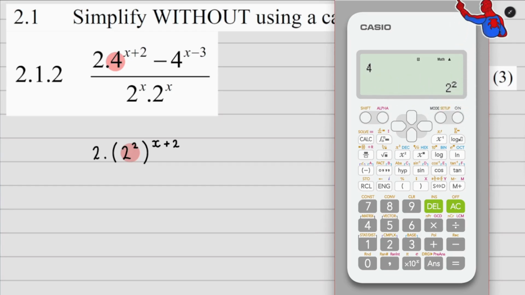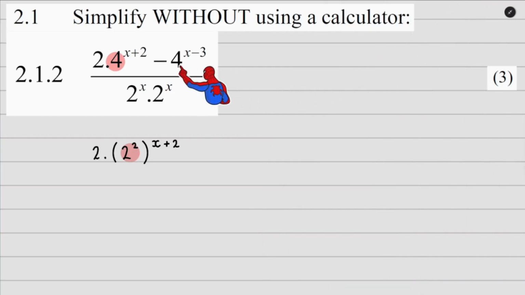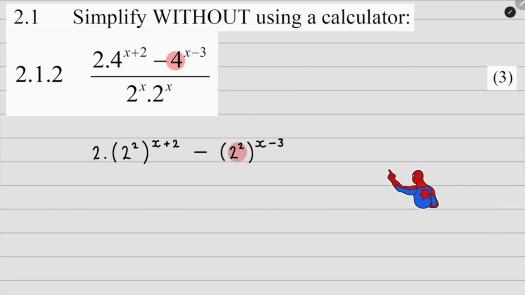Very useful tool. Okay, now I see another 4 over here that is going to get prime factorized as well. And just remember, brackets bless your life, my bro. Okay, and then nothing else about the structure changes. This 4 is still being raised to the power of x minus 3 as we saw it over there.